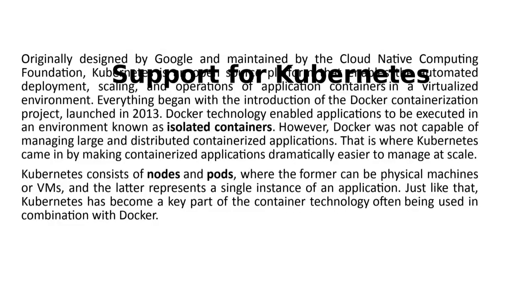Kubernetes consists of nodes and pods. The nodes are physical machines or virtual machines. The pods represent a single instance of an application. So Kubernetes has become a key part of the container technology, often being used in combination with Docker. This is all supported by Windows Server 2019.